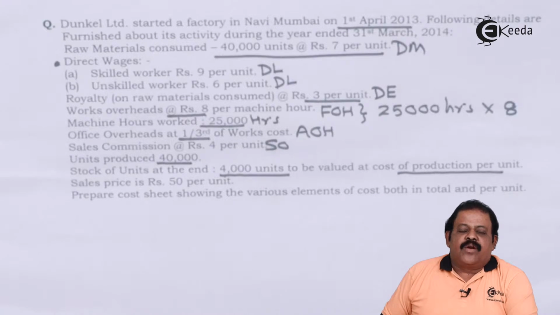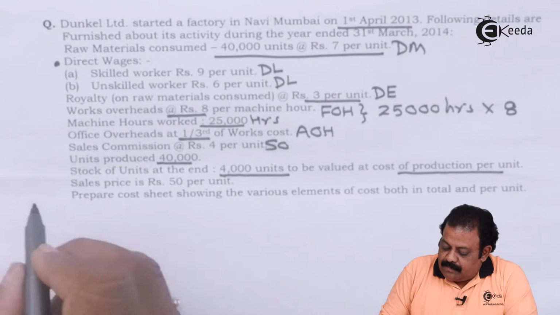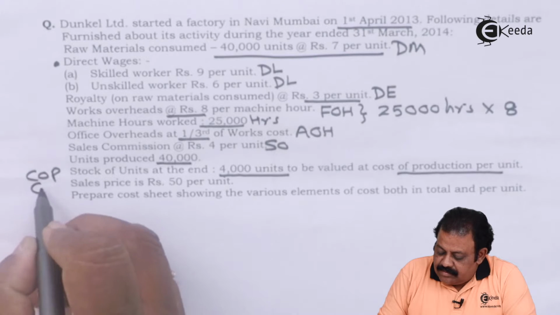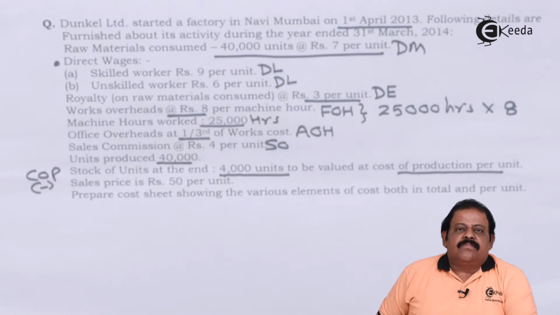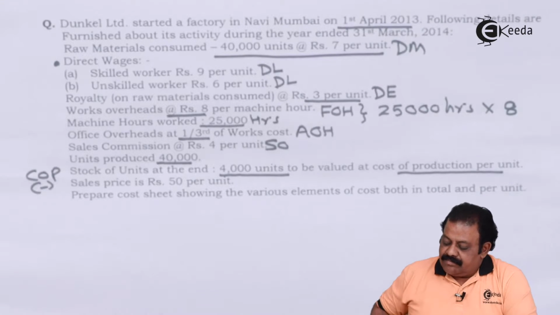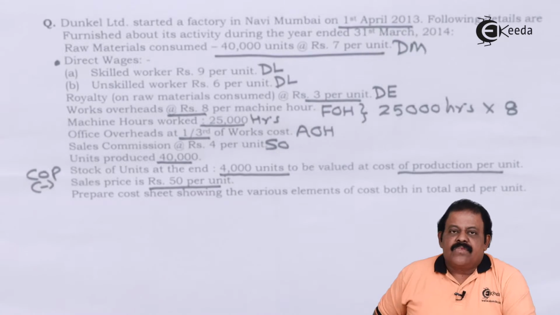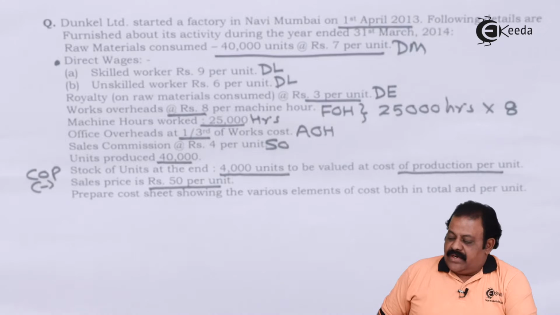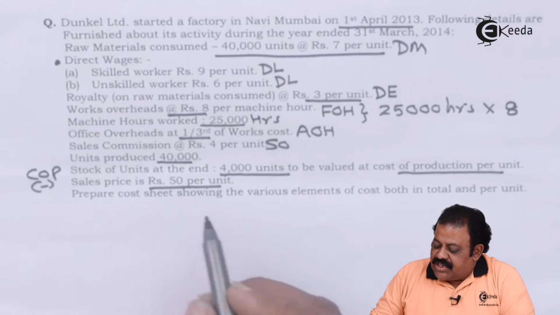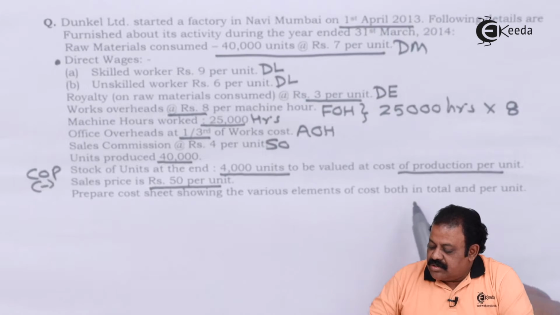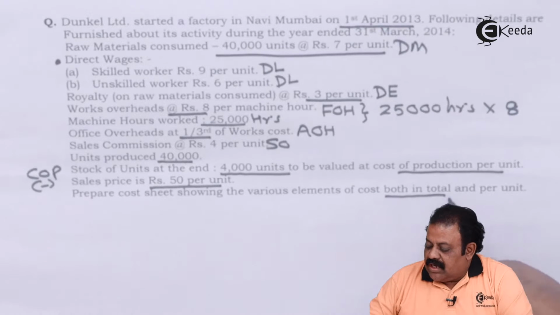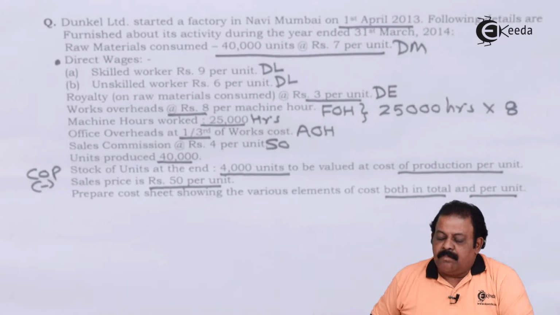So they have given information of closing stock of finished goods. It will be deducted from cost of production. Selling price rupees 50 per unit. Prepare cost sheet showing various elements of cost both in total and per unit.